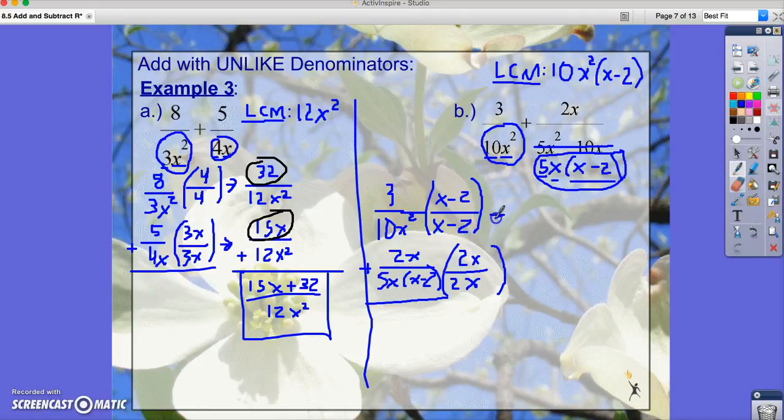So let's see what happens here. Now, be careful. You need to distribute the 3 to both. There are 2 parts. So when you multiply, you have to distribute to everything. So my numerator here will be what? 3x minus 6 over the LCM, 10x squared, x minus 2.